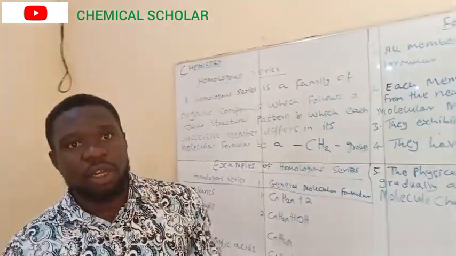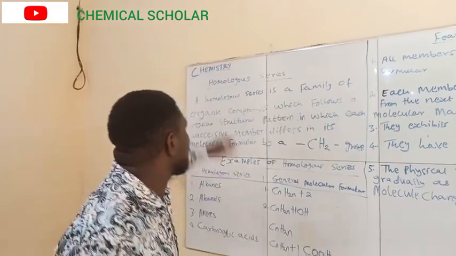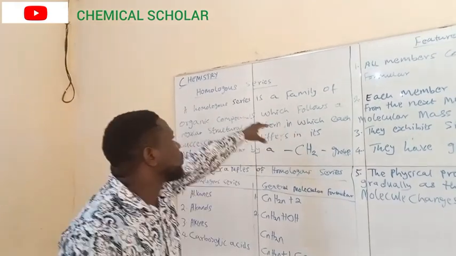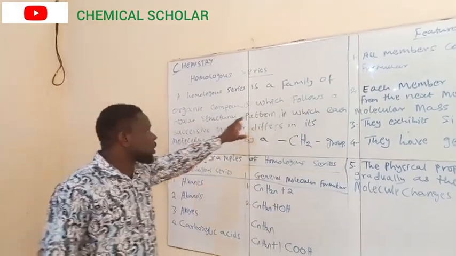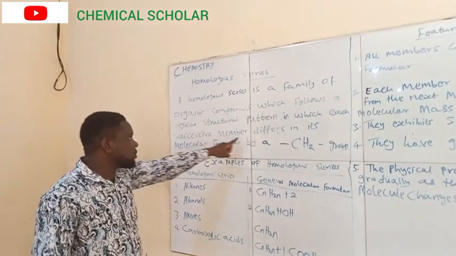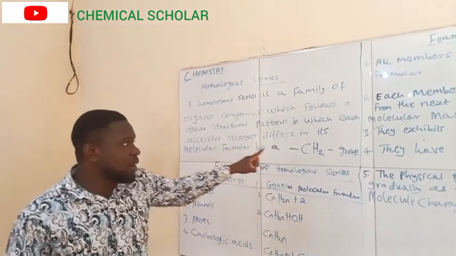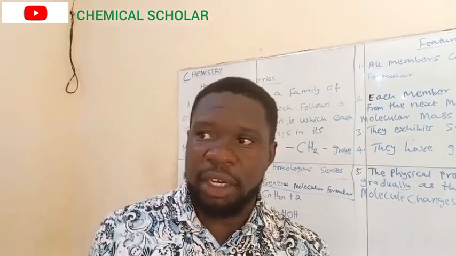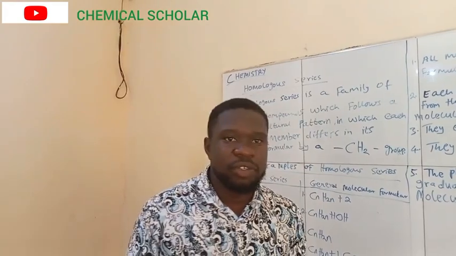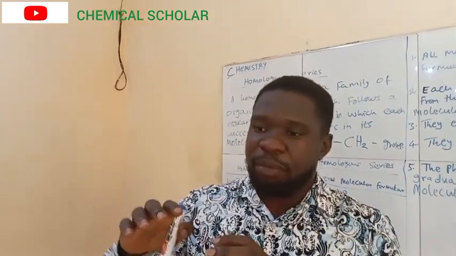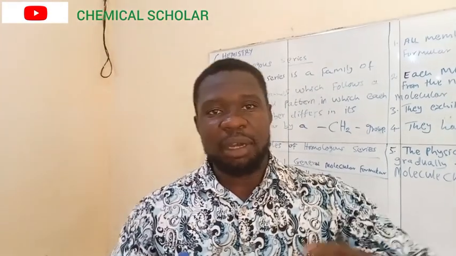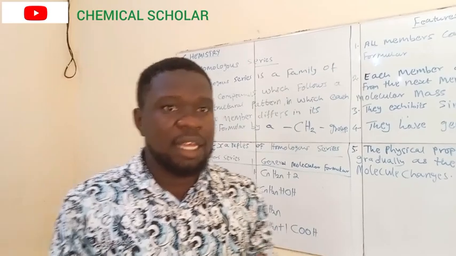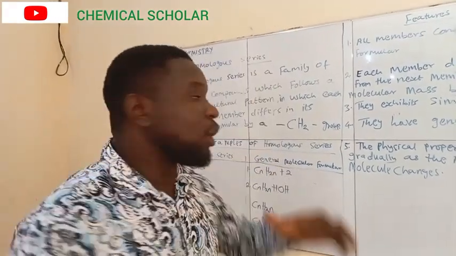What is homologous series? A homologous series is a family of organic compounds which follows a regular structural pattern in which each successive member differs in its molecular formula by a CH2 group. So when you talk about homologous series, you're talking about a family of organic compounds. Just like in a normal family, you have people that behave almost the same way or have the same character. You see that these people are a family. In organic chemistry, you have families like that, and such families are referred to as a homologous series.